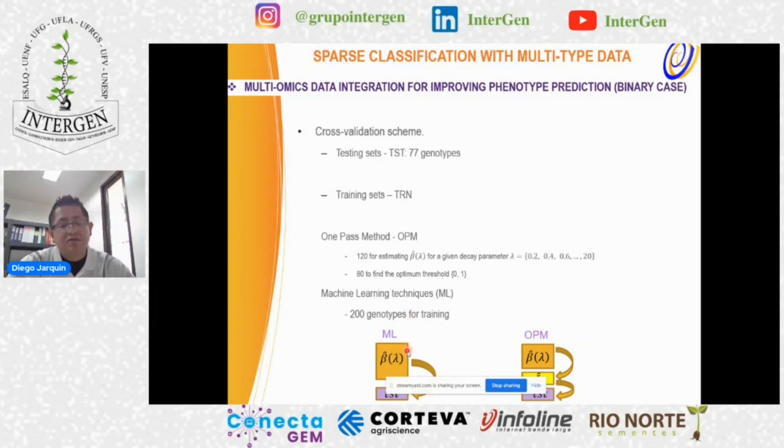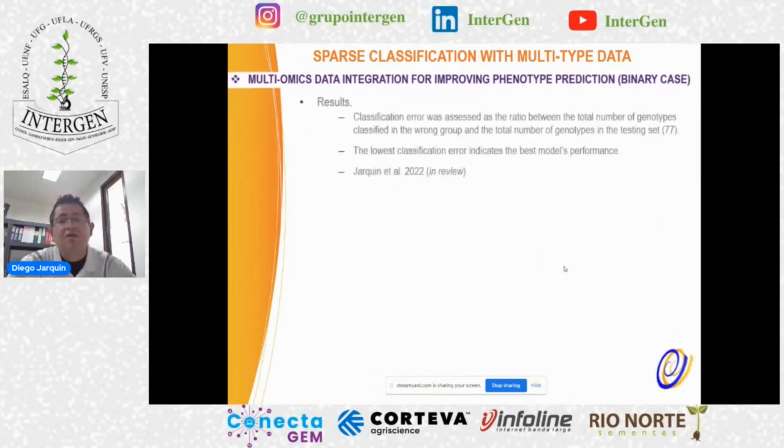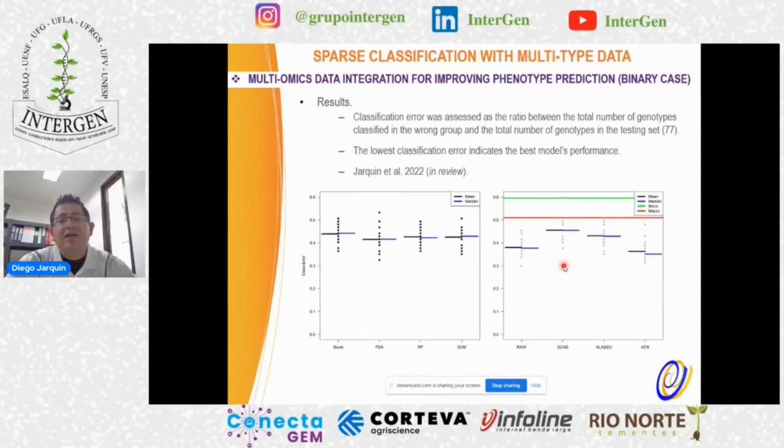For machine learning, we use directly the 200 genotypes, and we let the machine learning optimize in its own way to predict the remaining 77 genotypes. It's the same idea for tuning hyperparameters in deep learning. In this case, we have a given decay parameter for running this optimization. So we evaluate the classification error, so the lowest, the best. In the left panel we have the results using the AI implementation, machine learning. On the right side, we have those derived from the methods that we propose.